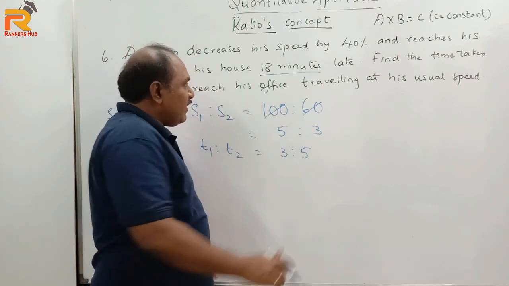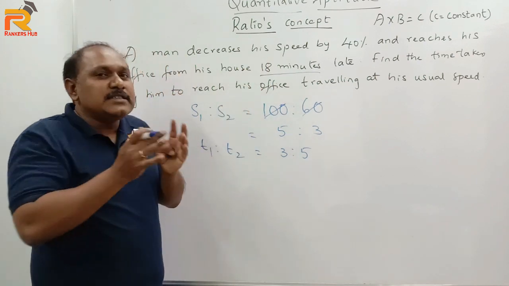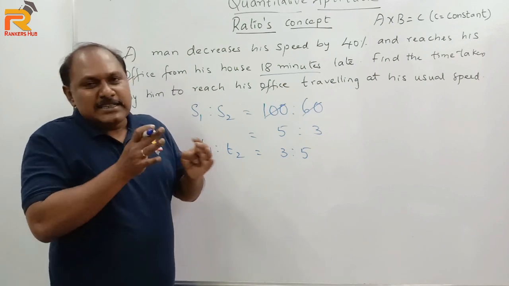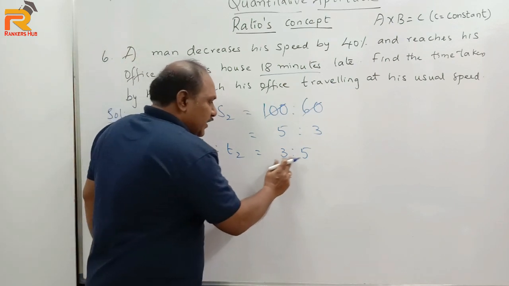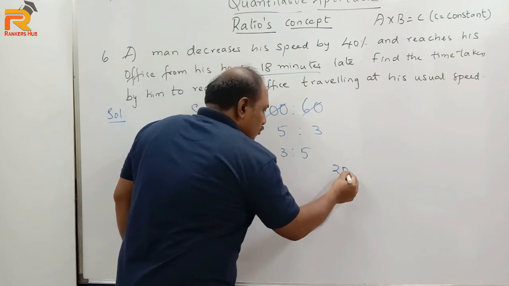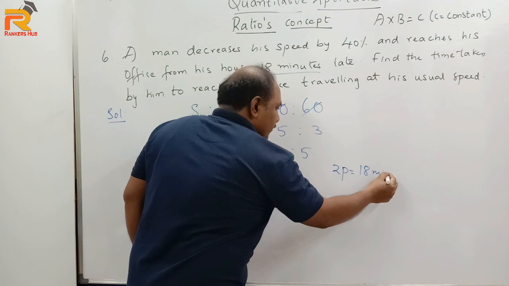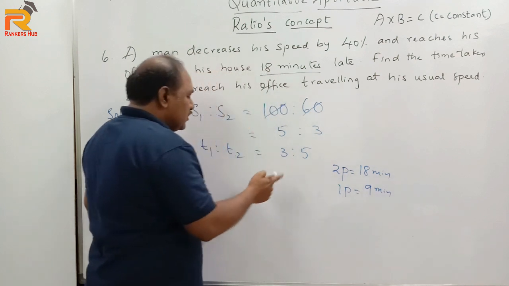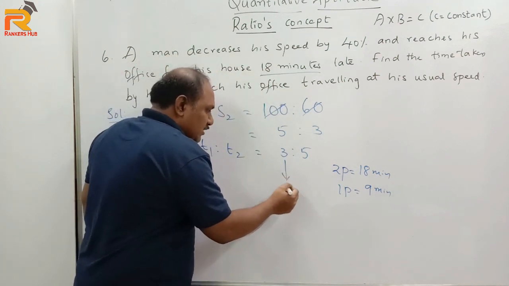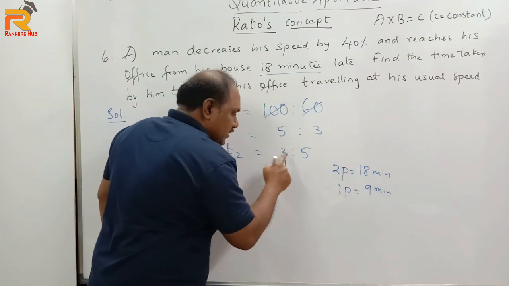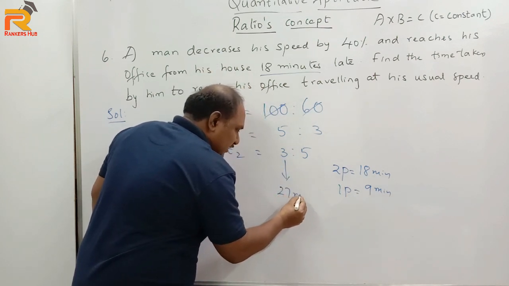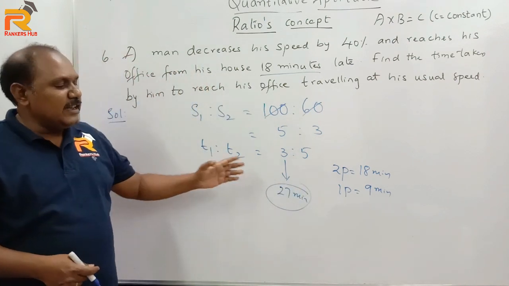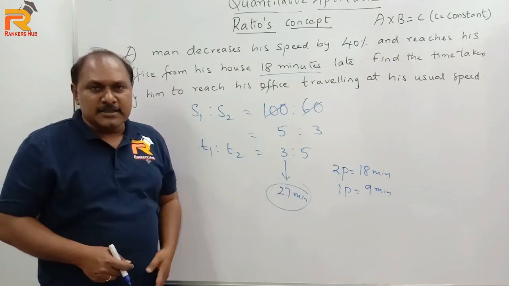Now here we are given that he is late by 18 minutes. What is this 18 minutes? So definitely this 18 minutes is the difference in time he is taking to reach his office. Here the difference in time is two parts. The two parts is given as 18 minutes. So one part should be 18 by 2, 9 minutes. Now here his usual time should be T1, which is 3 parts. If one part is 9 minutes, 3 parts, 3 into 9, it is 27 minutes. So the time taken by him to reach his office traveling at his usual speed is 27 minutes.